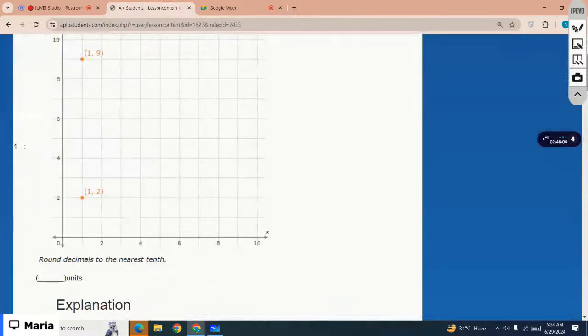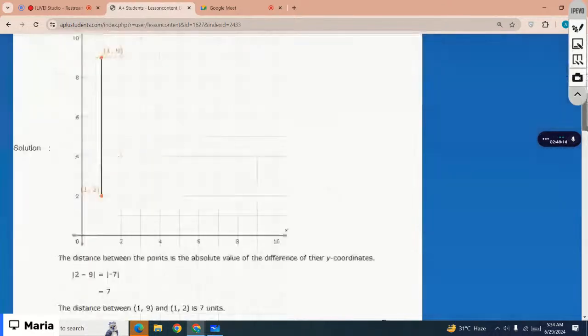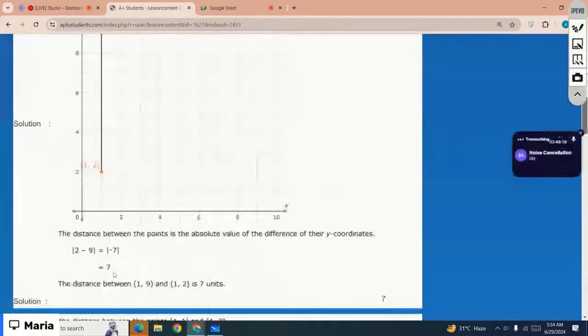It is very easy to calculate the distance here. You can see they have the same x component, right? So you can just subtract their y components to calculate the distance. So that is 9 minus 2 equals 7. The distance between (1, 2) and (1, 9) is 7. The correct option is 7.